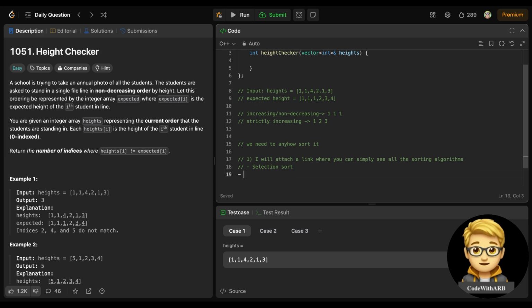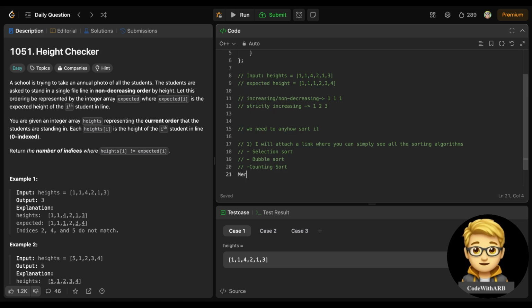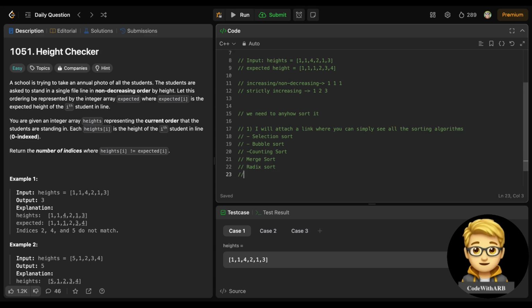In any interview, you can get questions on sorting algorithms, right? The bubble sort, the counting sort, and again merge sort. Most importantly, you can be asked not to use the built-in function and to implement merge sort simply, right? And the radix sort and heap sort.